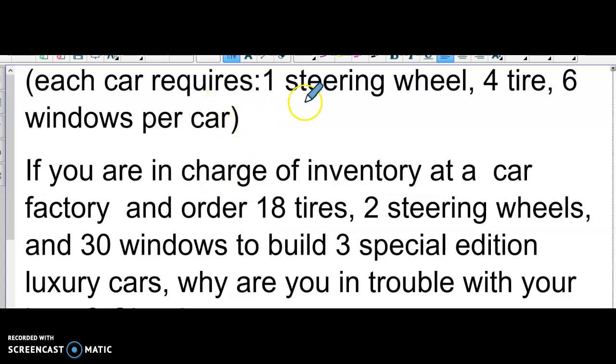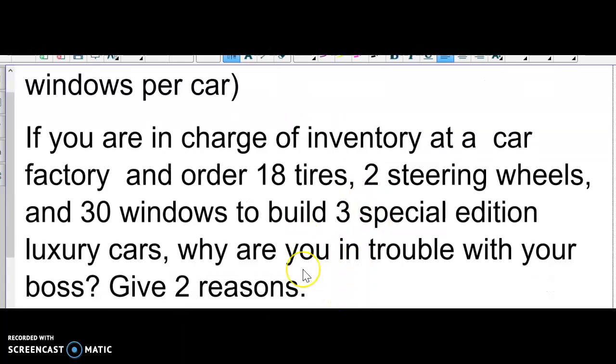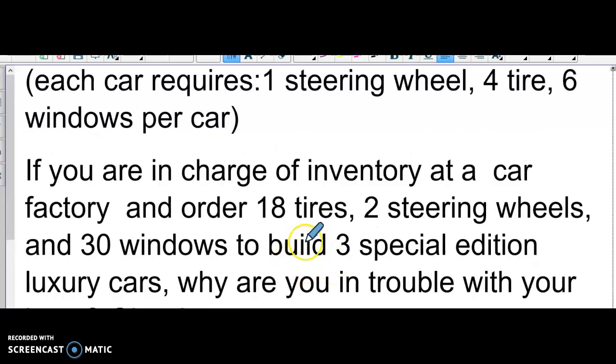Each car requires 1 steering wheel, 4 tires, and 6 windows. I want to know why you're in trouble with your boss. Give me 2 reasons why you might be in trouble with your boss if this is what you ordered and this is what it takes to make a car. Think about that for a second. Just pause and think about it. What you should have come up with is the fact that you can only build 2 cars.